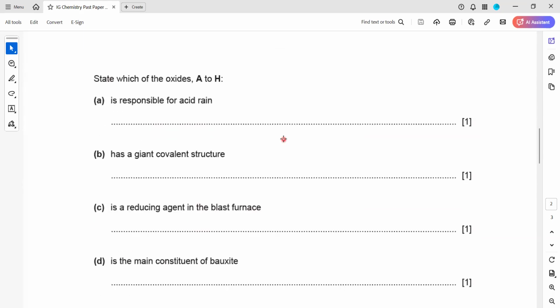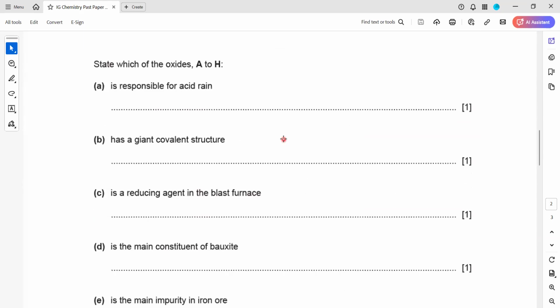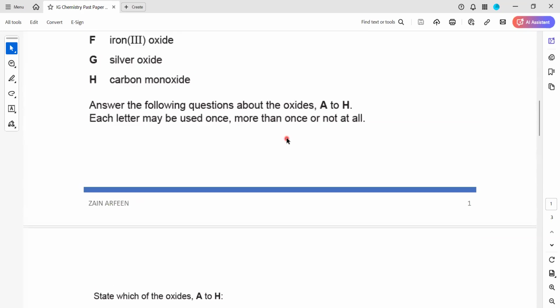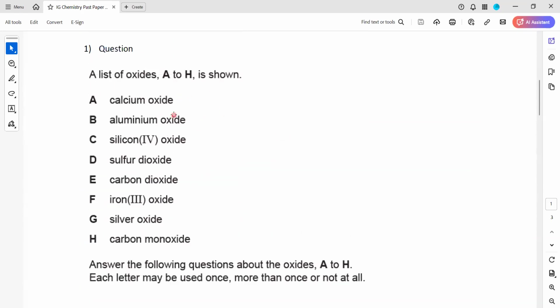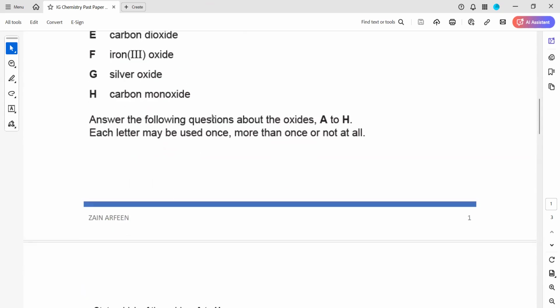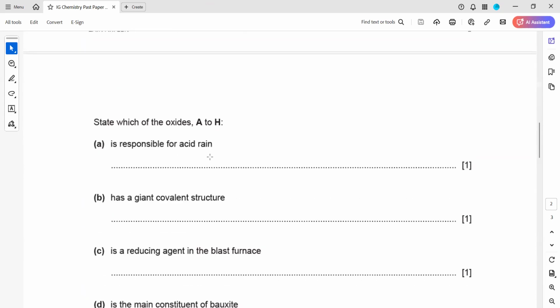The first one: state which of these oxides from A to H is responsible for acid rain. Which oxide is an acidic oxide and causes acid rain? Sulfur dioxide. Good. So we'll write D there, that D is causing acid rain.